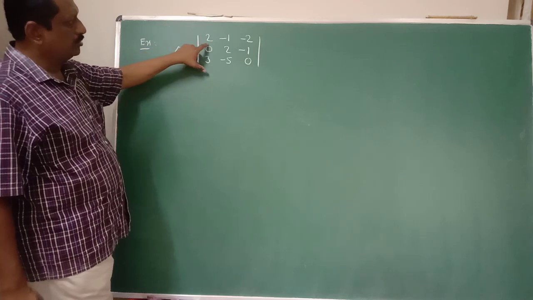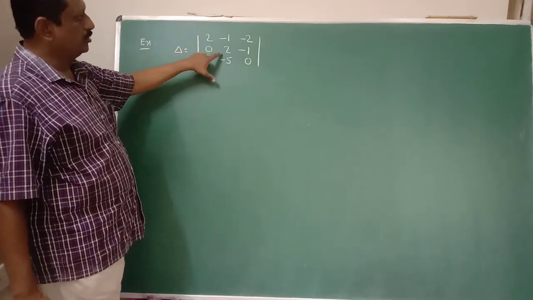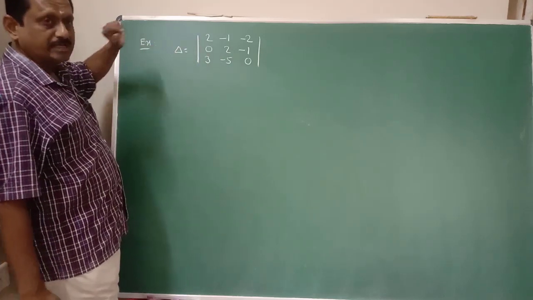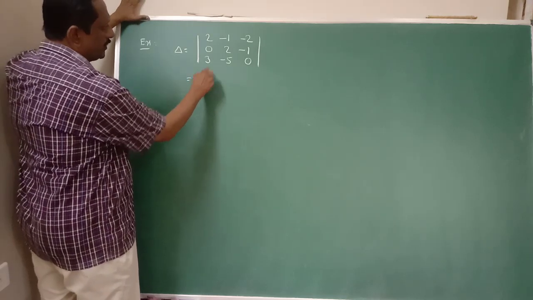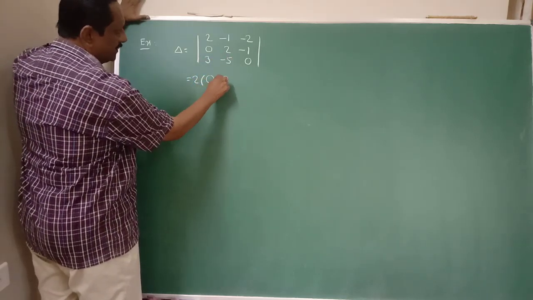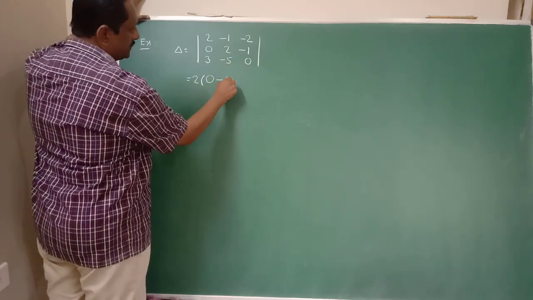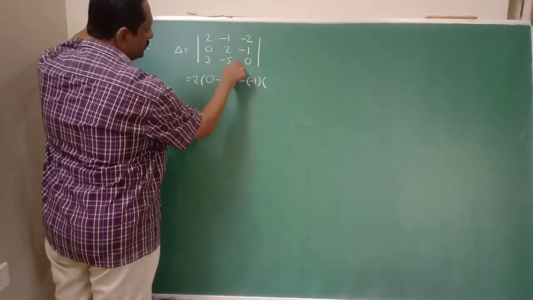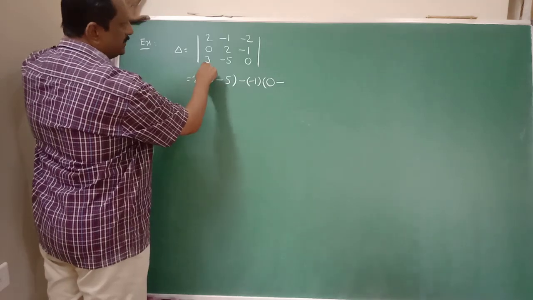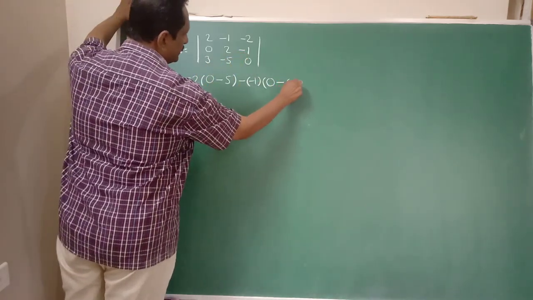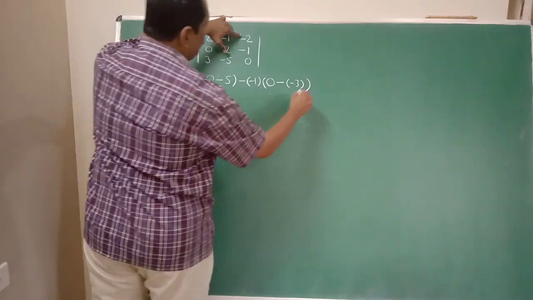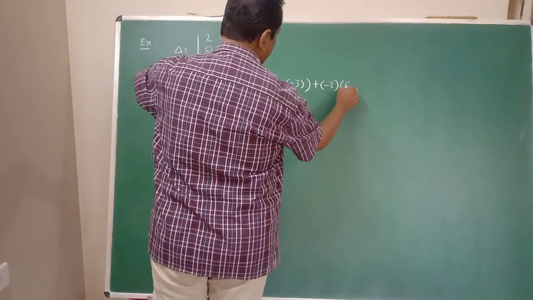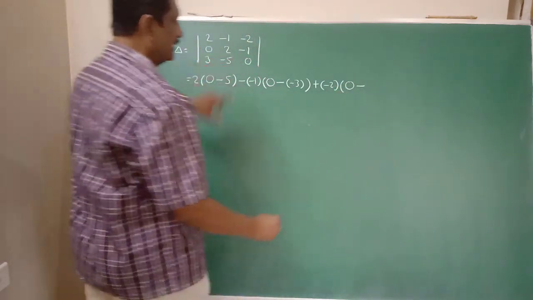Now delta is equal to the determinant with rows 2, minus 1, minus 2; 0, 2, minus 1; 3, minus 5, 0. So expand it here. This is equal to 2 into (0 minus 5 into minus 1, which is plus 5), minus of minus 1 into (0 minus 3 into minus 1, which is minus 3, hence minus of 3), then plus of minus 2 into (0 into minus 5 is 0, minus 3 times 2 is 6, so write 6).